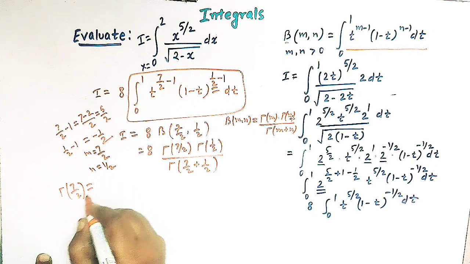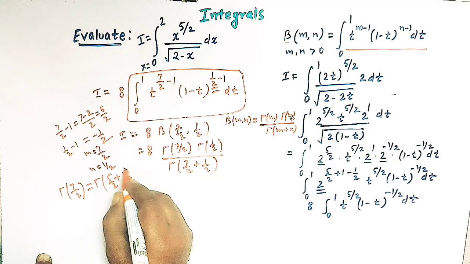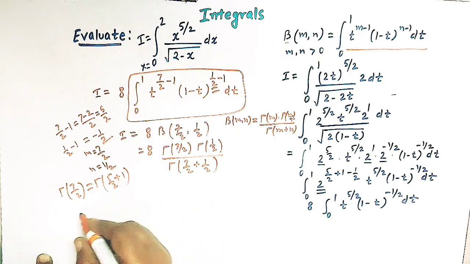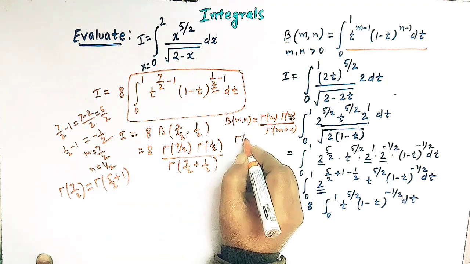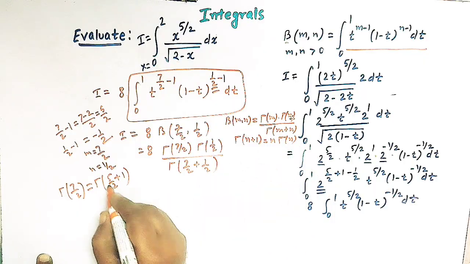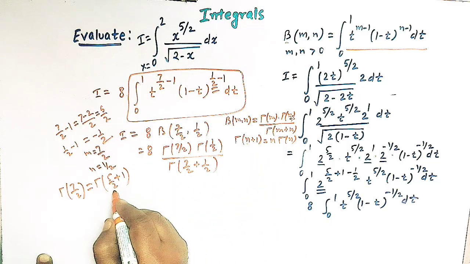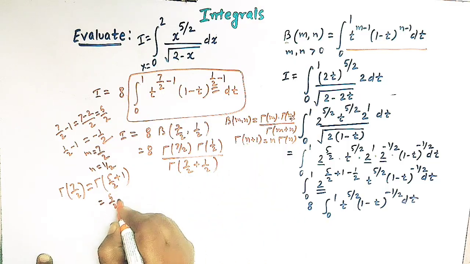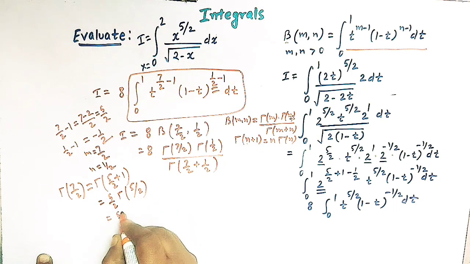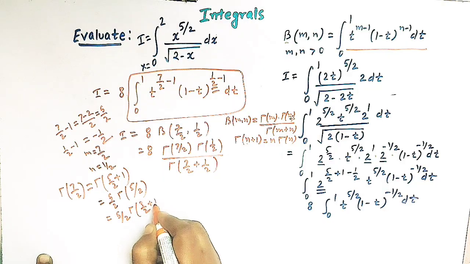Now gamma 7 over 2 can be written as gamma of 5 over 2 plus 1, and here we'll again make use of an important result, that is gamma of n plus 1 is given by n times gamma n. So here the value of n is 5 over 2. So we can now write 5 over 2 times gamma of 5 over 2. And again, we can split 5 over 2 as 3 by 2 plus 1.